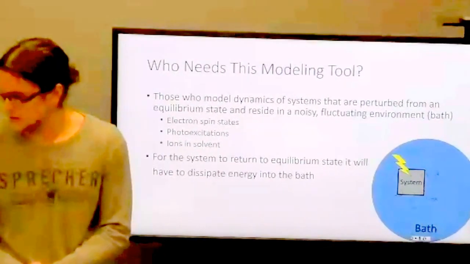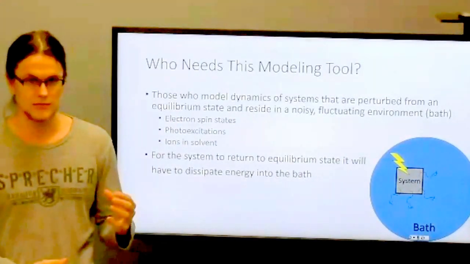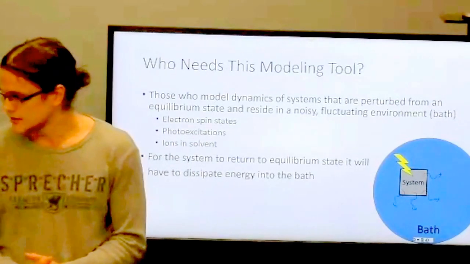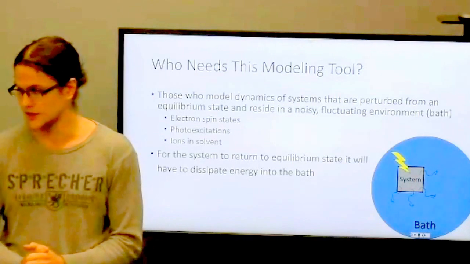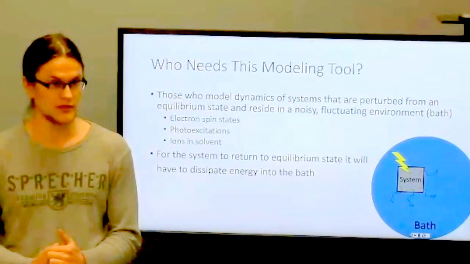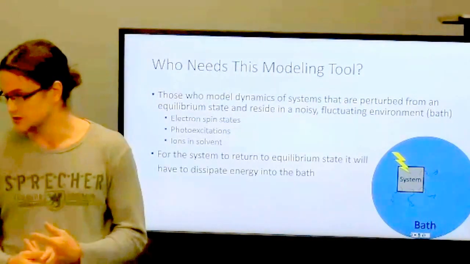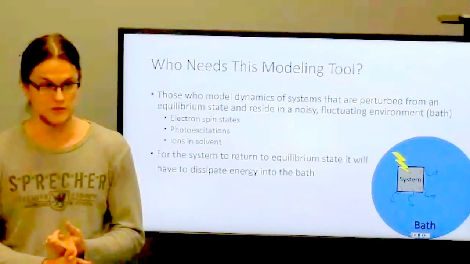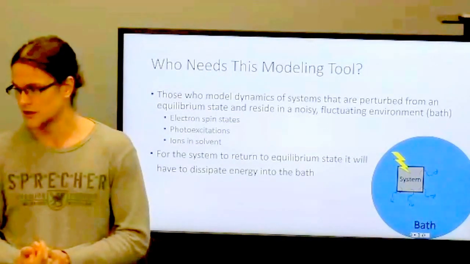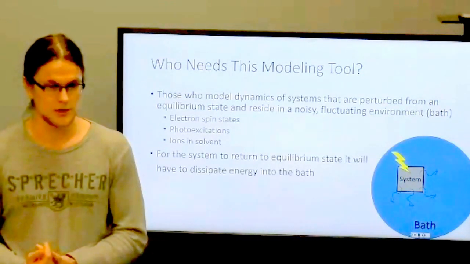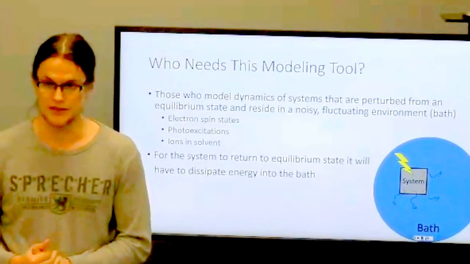So who needs this tool for modeling? Whenever you're trying to model the dynamics of some system that's in a big noisy bath, where the bath is inherently random, you can model everything as fluctuations that happen within the bath. Systems that you'd want to track the evolution of would be electron spin states, how the noisy bath would influence the orientation of spins, or for photoexcitations, how the noisy bath affects the transitions after your photoexcitation, how it evolves.